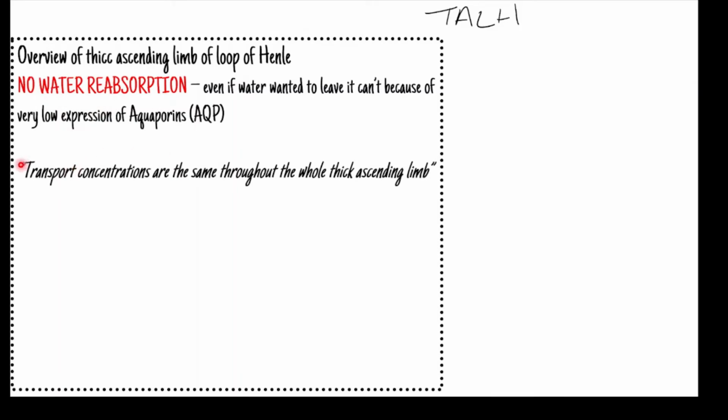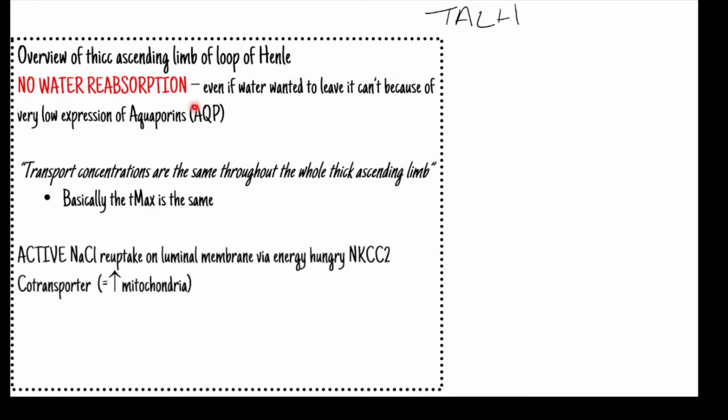There's this phrase that comes up a bit: transport concentrations are the same throughout the whole thick ascending limb. Essentially, that means your Tmax is the same throughout the thick ascending limb, so your transporters are not going to be saturated at different levels. They're all going to be pumping out a relatively level amount of sodium across the whole thick ascending limb.